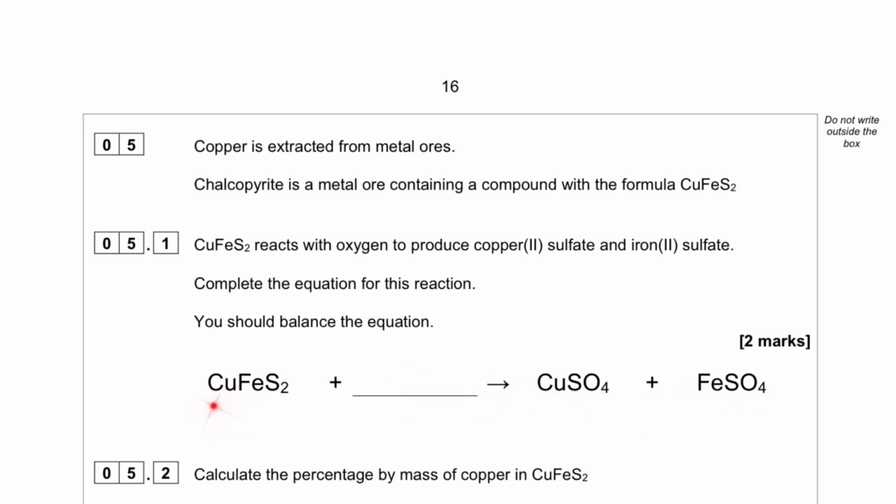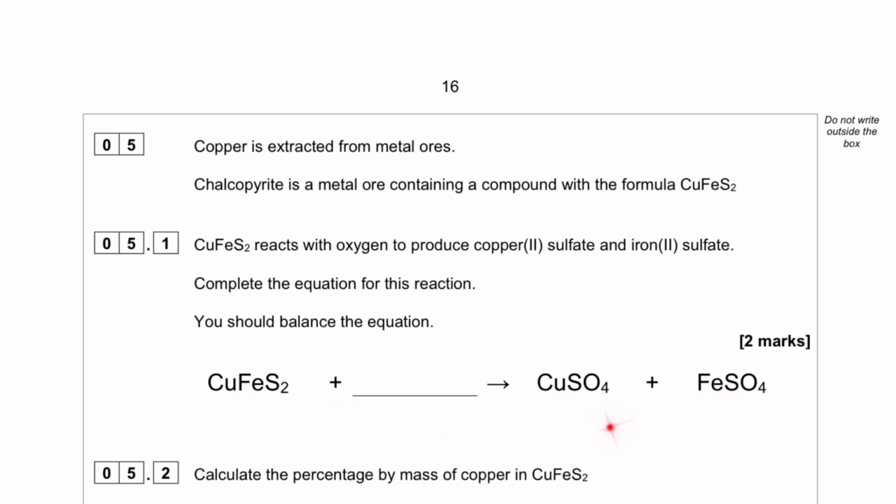For the reactants, copper is 1 on the left-hand side, and there's 1 copper on the right-hand side, so copper is conserved. Iron is 1 for the reactant, and iron is 1 for the product, so iron is conserved. There are 2 sulfur for the reactant, and there is 1 sulfur and 1 sulfur for the product, so the sulfur is conserved.